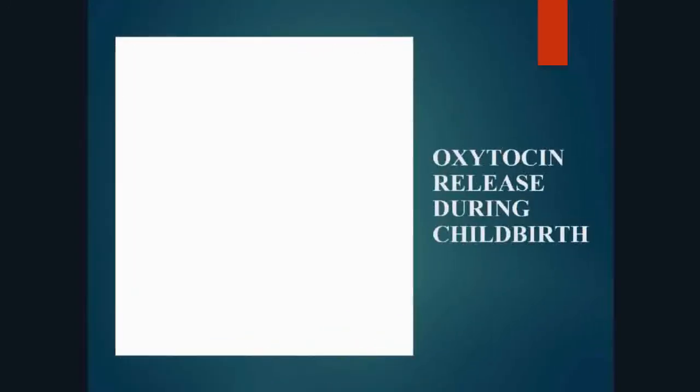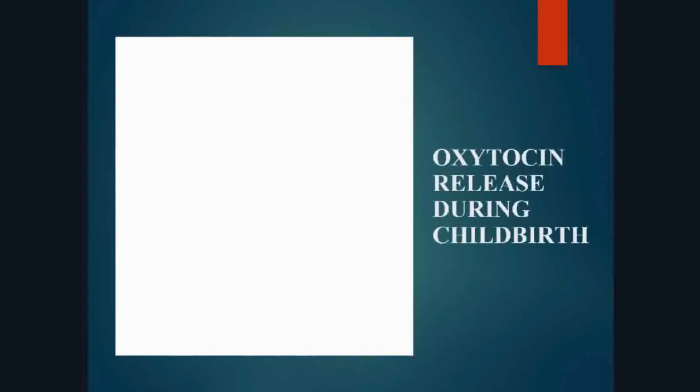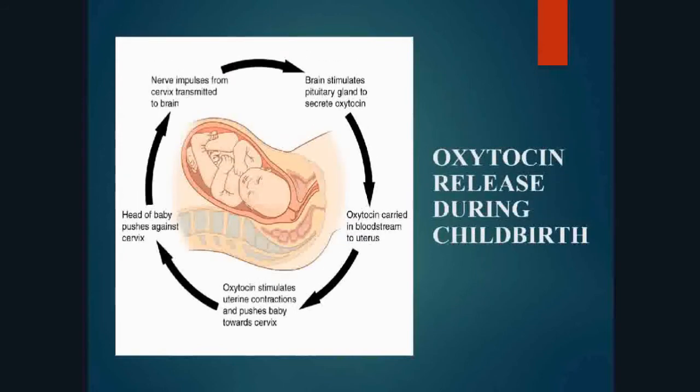Positive feedback plays a crucial role in childbirth. When uterine contractions begin pushing the baby's head against the cervix, nerve impulses are transmitted from cervix to the brain. The brain causes the posterior lobe of pituitary gland to release oxytocin hormone. Oxytocin is carried by the blood to the uterus.